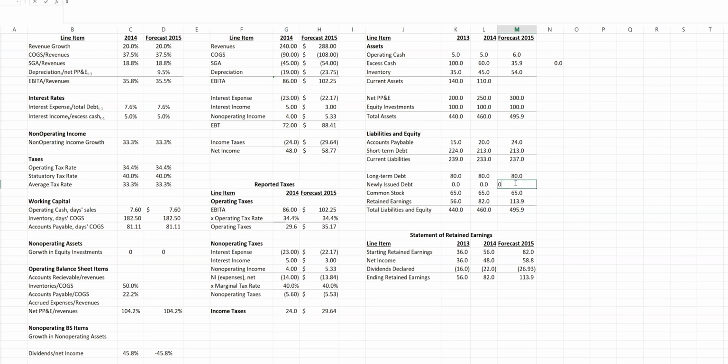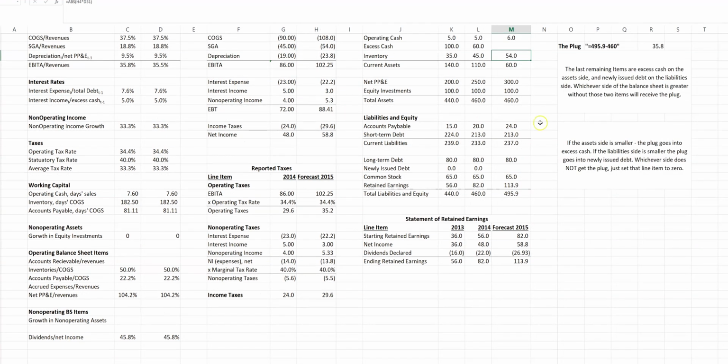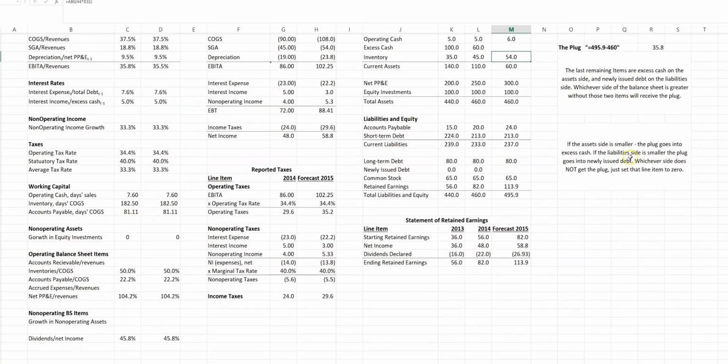That means my newly issued debt account is 0. So my plug here comes from my excess cash. It comes from retained earnings. I put that extra money into the savings account as cash, and I plug my cash balance sheet. And you can see that all of that tracks with the solution. Here's a more detailed explanation of what the plug is.